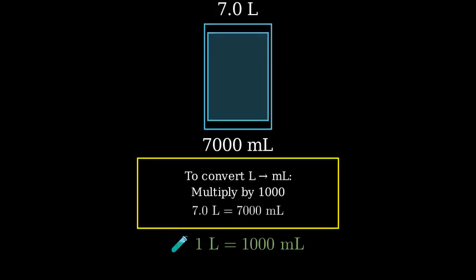Remember this simple conversion. 1 liter equals 1,000 milliliters. This makes converting between these units straightforward.